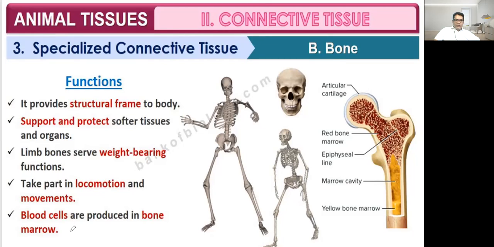Blood cells are produced in bone marrow. This is the bone marrow cavity. Here blood cells are produced.